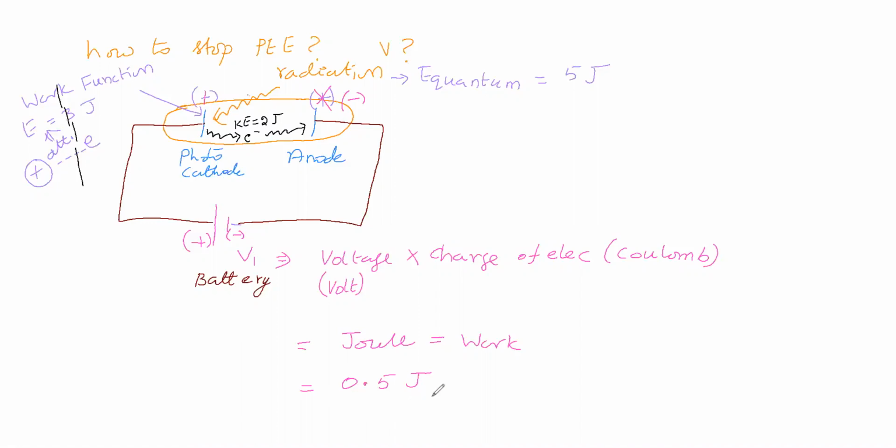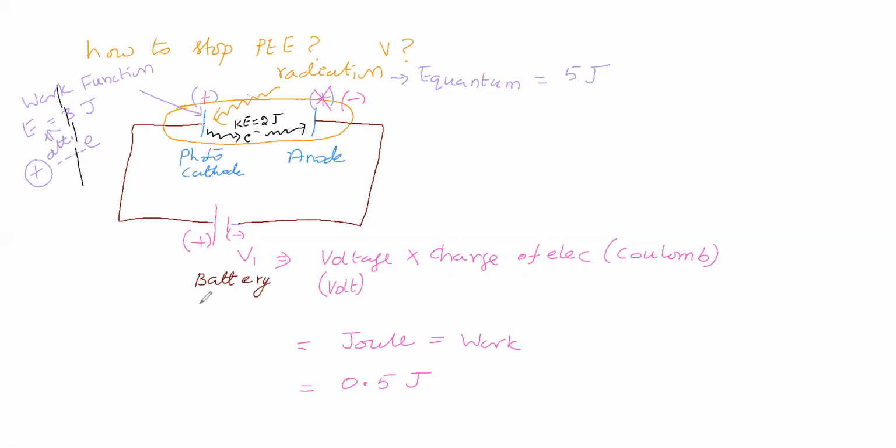So the external energy given is 0.5 joule. Now you say, what is the actual kinetic energy of the ejected electron? Will it be 2 joule or will it be less? If it is less, how much? Or if it is high, how much?